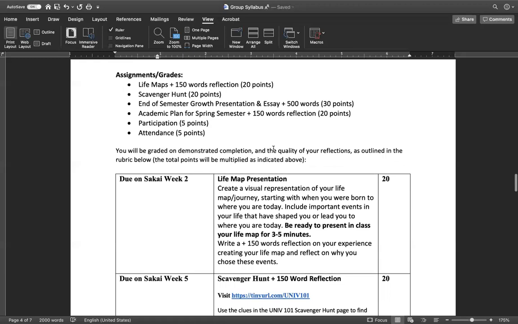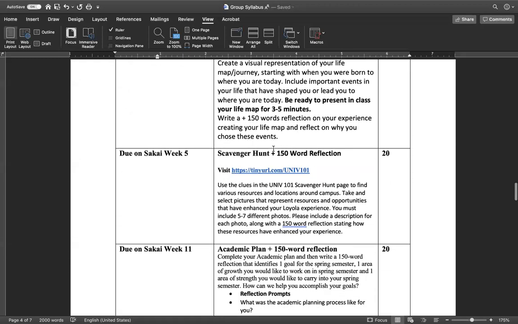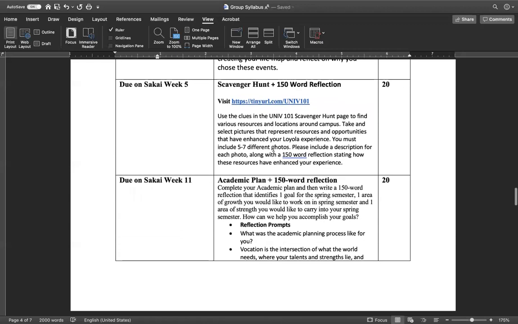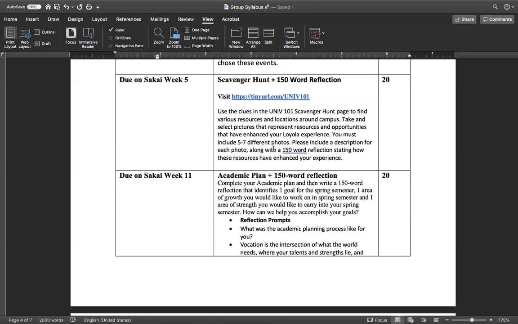With this, we want them to take time in class to present it. And then we also have the due date and the points on the right side. We also next have a scavenger hunt with another word reflection as well. We have the description in there of what we would like the students to do in class and then reflect on everything with the following week.